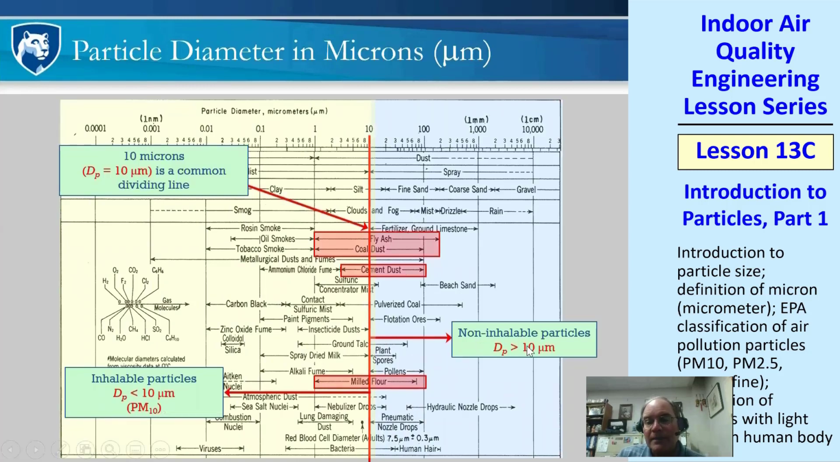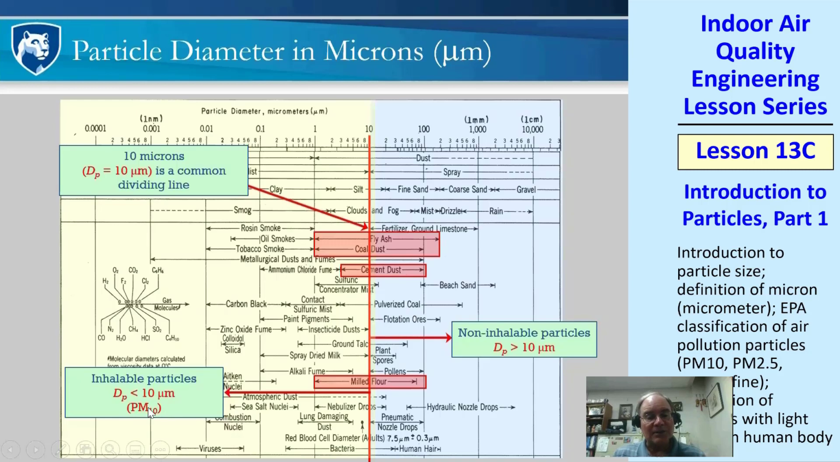Why is that? Well, it turns out that anything bigger than 10 microns we call non-inhalable because you can't get them into your breathing system. These particles, they're fairly big. They would get caught in your nose hairs or in the back of your throat if you're breathing with your mouth. They don't get into your lungs, whereas inhalable particles are less than 10 microns.